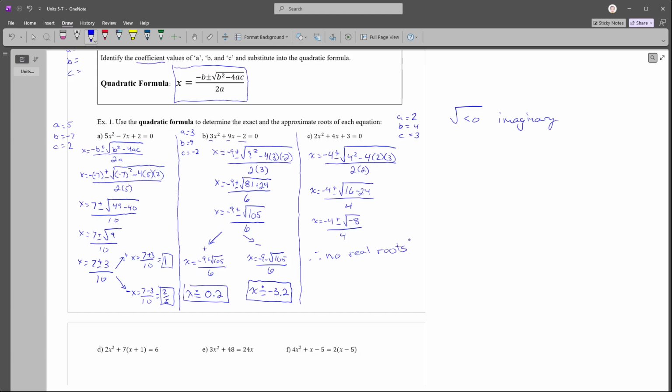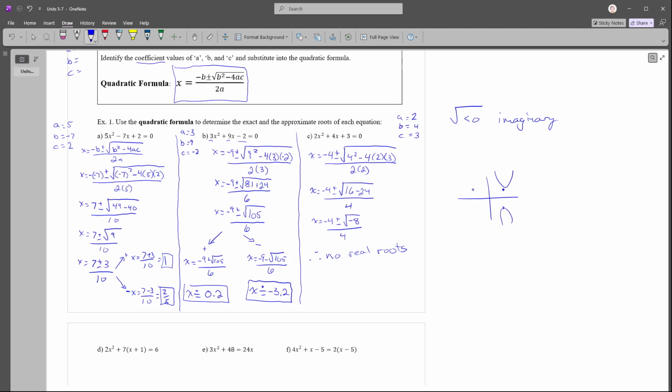What does that mean in terms of the graph? Does that mean you can't graph that? No, it just means that it doesn't touch the x-axis. When would it not touch the x-axis? Well, let's say we have a graph like this. Its vertex could be above the x-axis and it opens up, or below the x-axis and it opens down.